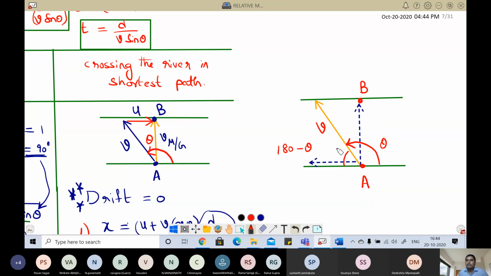Now what are these component values? This is V cos of 180 minus theta and this is V sin of 180 minus theta, correct? In terms of theta. Now what is cos of 180 minus theta? Aditya, what is cos of 180 minus theta?